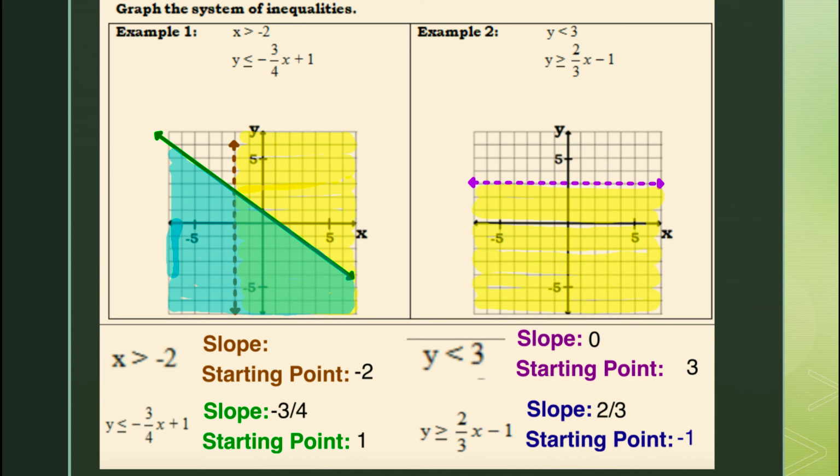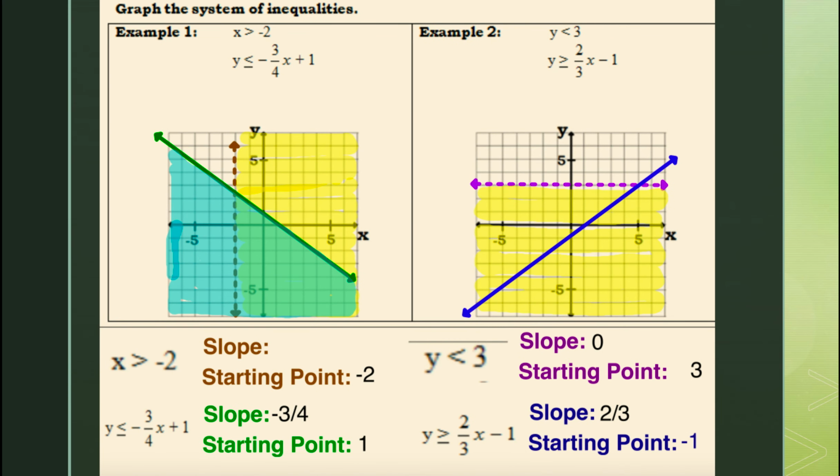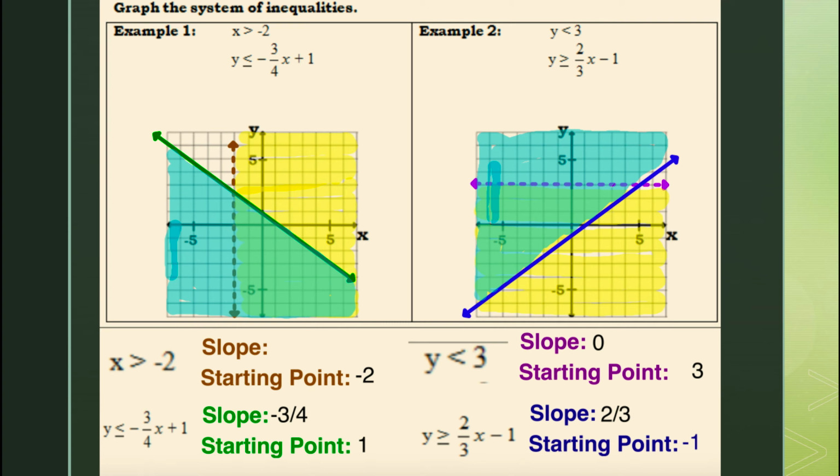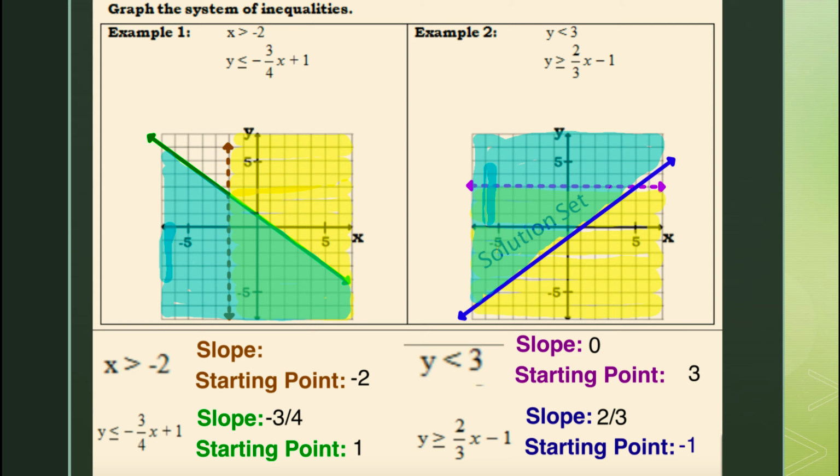Then we apply the same practice we would with the linear equations. We're going to use the starting point at -1 for the second one and the slope of 2/3. So we can go ahead and graph that. It's a solid one because it was equal to. We have y is greater than or equal to. Y is on the left-hand side by itself. Y is greater than or equal to. So greater than means above it. We shade above. And then our actual solution set for this is where the two shadings intersect, which is the green area there. So we have our solution set there.